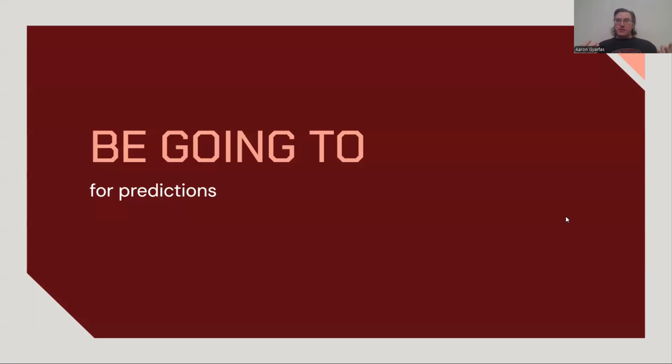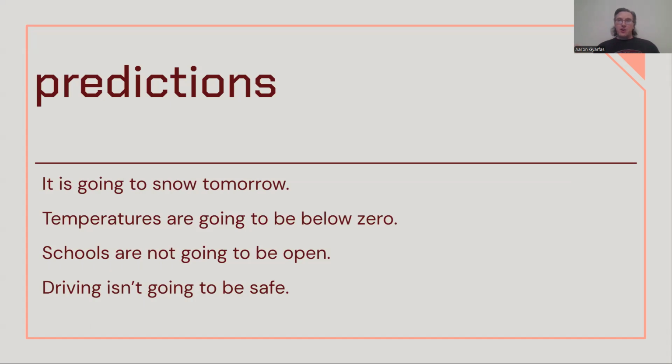For predictions, I can also use the phrase be going to. So all of those same predictions I just made with will or won't, I can also use be going to. It is going to snow tomorrow. Temperatures are going to be below zero. Schools are not going to be open. Driving isn't going to be safe.